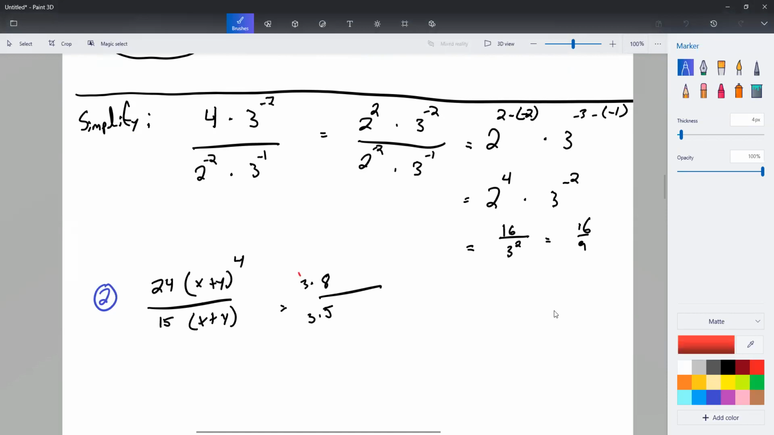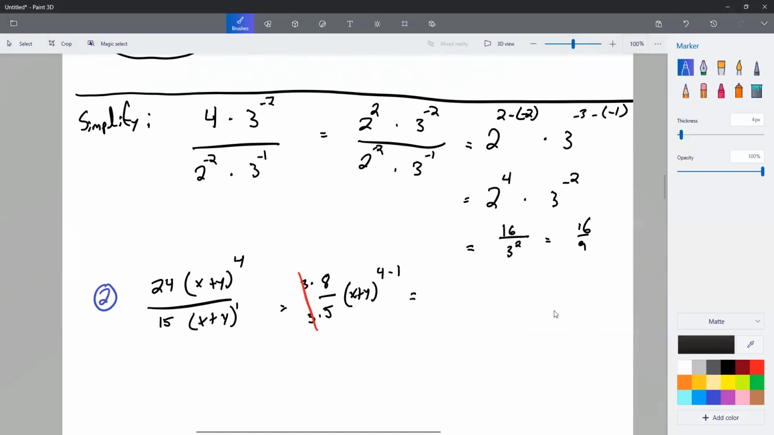Now, as far as the other term here, this x plus y term, think of it again as one solid thing. I'm actually going to erase some of this and give us more real estate. But basically, it's going to end up as x plus y to the 4 minus 1. If the exponent isn't written, it's a 1. So top exponent minus the bottom exponent.